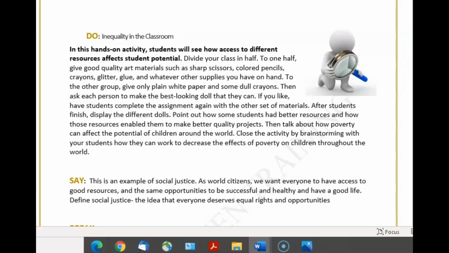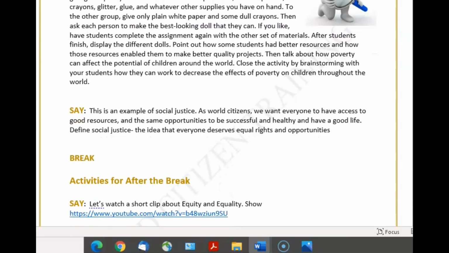All right, so then we're going to explain to children that the way things are split up, the resources, when some people have more and some people have less, this is an example of social justice. Can you say that term? And let them say social justice. And explain that as world citizens, we want everyone to have access to good resources and the same opportunity to be successful and healthy and have a good life. So the definition of social justice is the idea that everyone deserves equal rights and opportunities. You'd be surprised how quickly children grasp onto this idea.